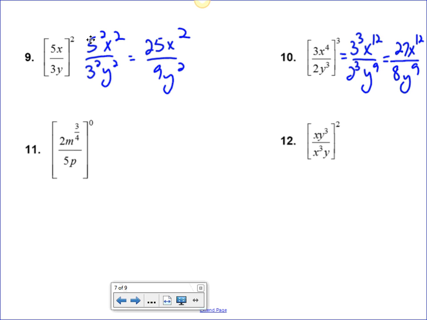Okay, number 11, hopefully we could have seen a little bit of a shortcut. And remember that anything to the 0 power is simply 1. So this is simply 1. Okay, and then this next one, a couple ways you can approach it.